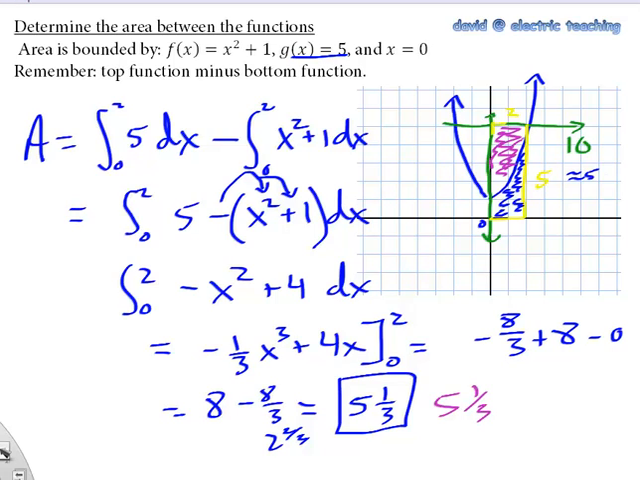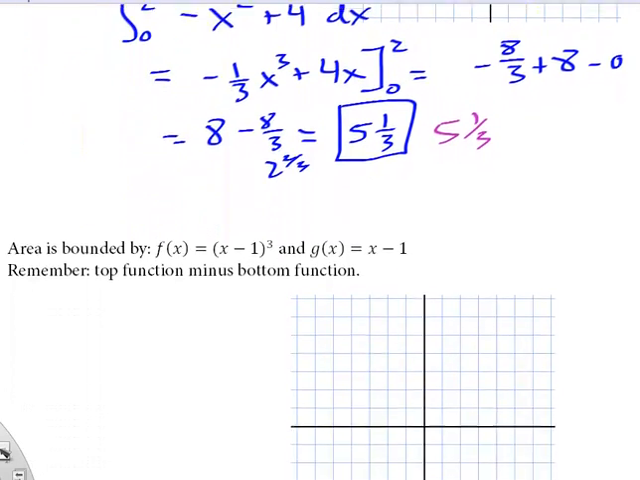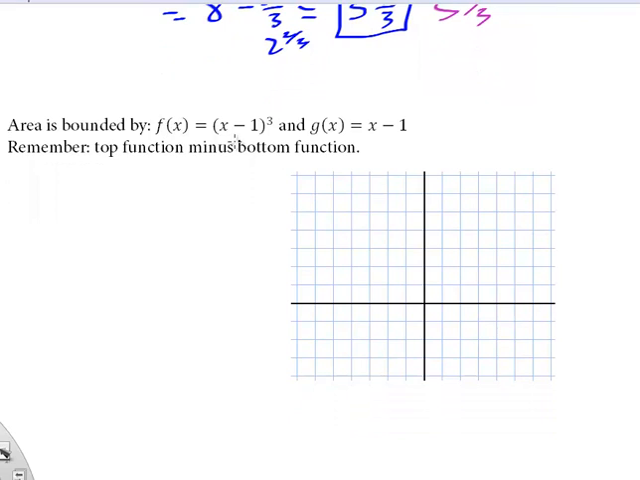Hi, David from Electric Teaching here, and we're going to go with part 2 of determining the area between functions or between curves. Last one we just figured out was the purple area between the parabola and the horizontal line. That was in part 1. And now I'd like to explore what it looks like to be bounded by a cubic and a linear.